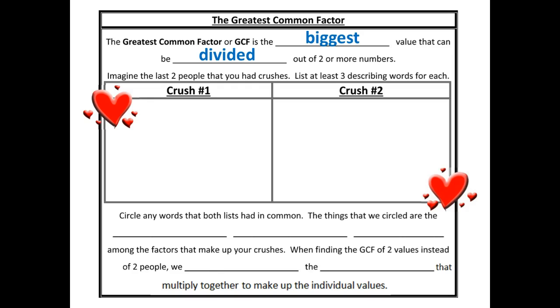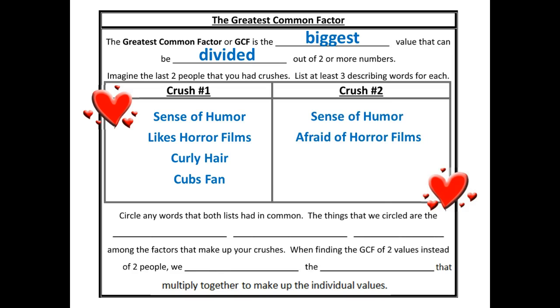Think of the school-appropriate characteristics that your last 2 crushes represented. So for example, I might say with my last 2 crushes, the first one had a sense of humor, liked horror films, had curly hair, and was a Cubs fan. Those are the characteristics that defined or made up that particular crush. The factors that made up crush number 2, well, they had a sense of humor, they were afraid of horror films, they were also a Cubs fan, but they had short hair. These 2 lists of factors represent each of my crushes individually.